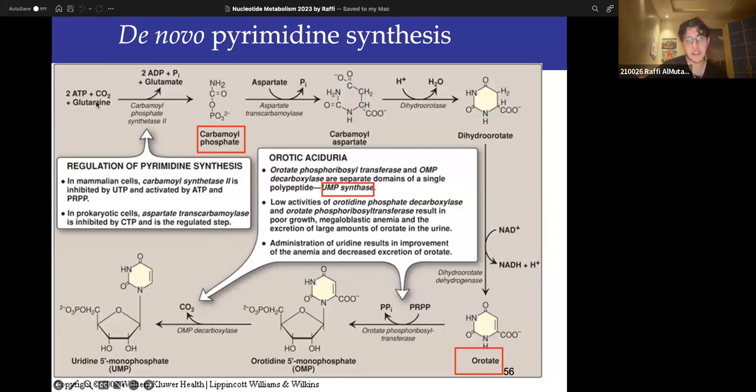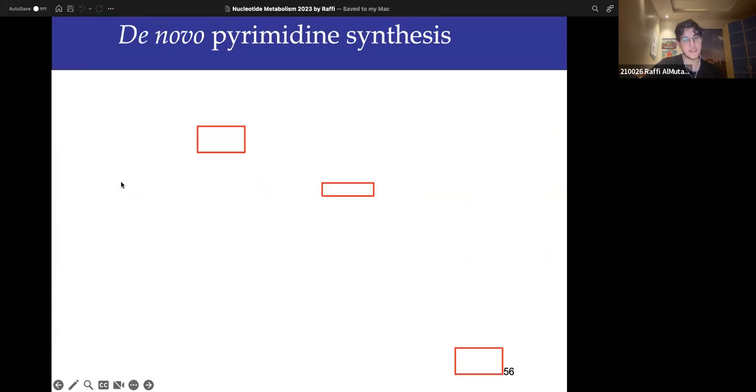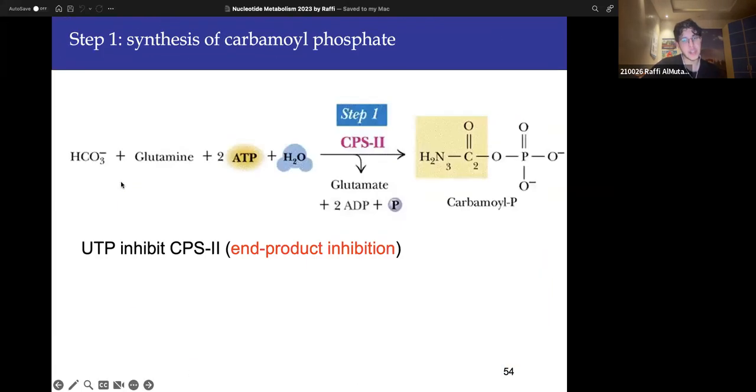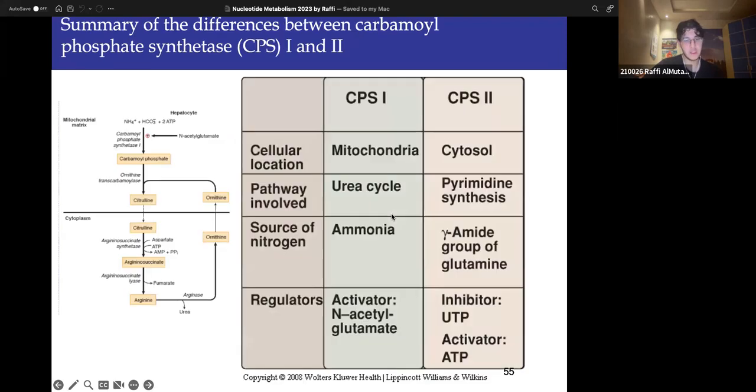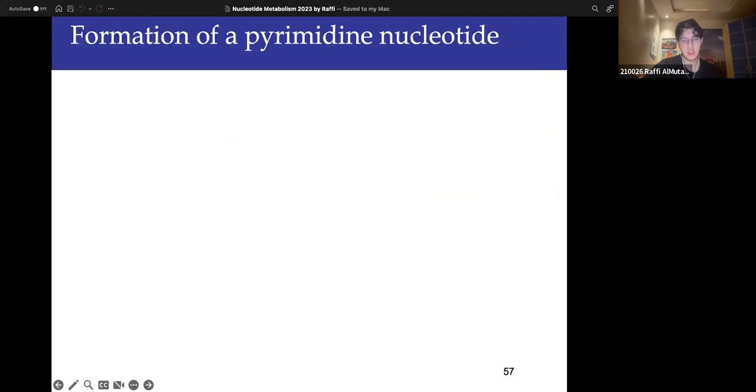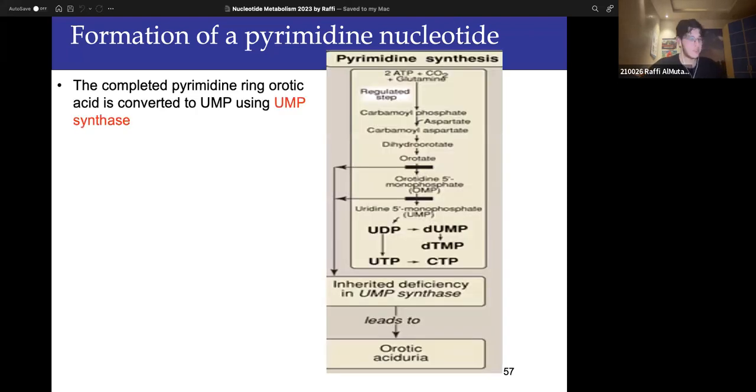Is this end product inhibition? The step that's end product inhibition is this right here, the carbamoyl phosphate synthetase. This is the only thing we mentioned that has end product inhibition. All right. So now, we've already covered this.